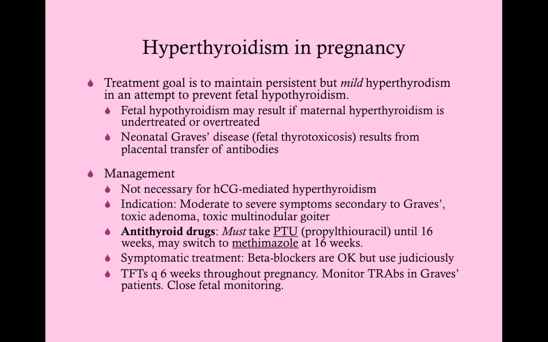So we want to get her TSH levels up to a point where it's just on the low end of normal or even slightly below normal. Where she's not having symptoms, her hyperthyroidism is improved somewhat, but we want there to be somewhat of a mild hyperthyroidism because we don't want to treat too much. We can have serious consequences if we treat too much. So we're always looking for that balance.